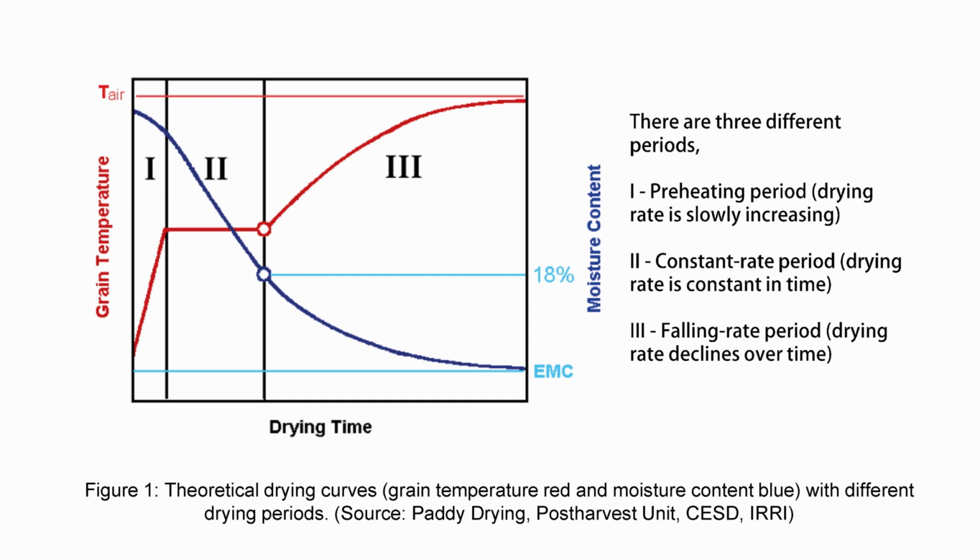And the third one is the falling rate period. In this stage, internal moisture starts to appear on the surface, and it evaporates with the heated air. The drying rate declines because there is no consistency of this moisture. This stage typically occurs at around 18% grain moisture content.